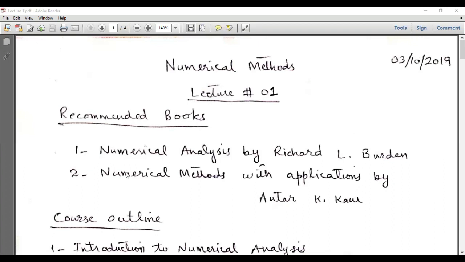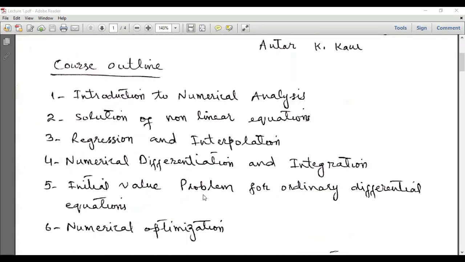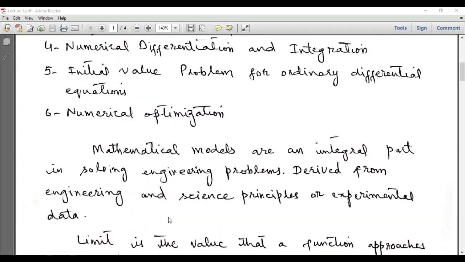The recommended books for this course are Numerical Analysis by Richard L. Burden. The second book is Numerical Methods with Applications by Autar K. Kaw. The outline of the course is defined as the introduction to numerical analysis, solution of nonlinear equations, regression and interpolation, numerical differentiation and integration, initial value problem for ordinary differential equations, numerical optimization.